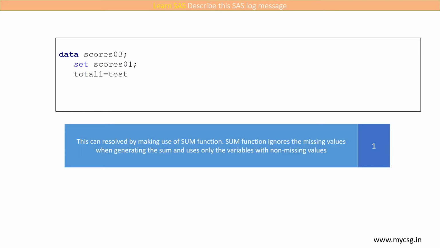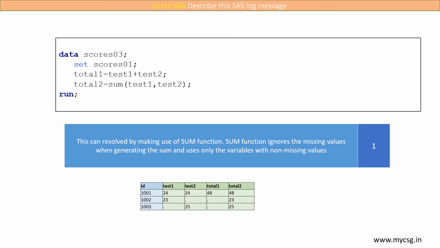How can this be resolved then? Let us try two different approaches here. The first one uses the previous logic, creating a variable called total1 using an assignment statement with the arithmetic operation of addition between test1 and test2. And in total2, we are creating the variable using the sum function. The issue can be resolved by making use of the sum function, because the sum function ignores the missing values when generating the sum and uses only the variables with non-missing values.